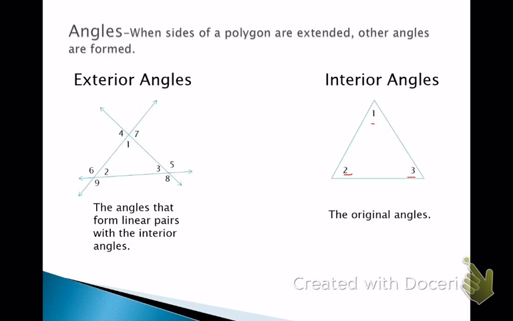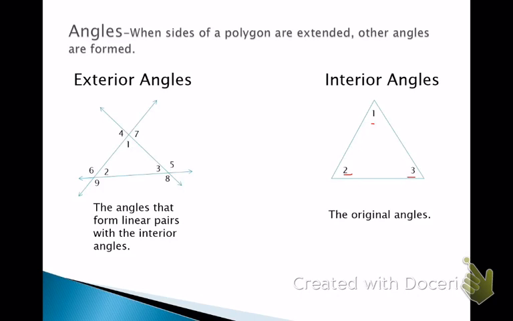While we're talking about it, we also have some vertical angles in here. So don't forget that. This guy and this guy are vertical angles. Right? And so are 7 and 4, so on and so forth. So when we extend those sides, we get those angle relationships that we've talked about before.